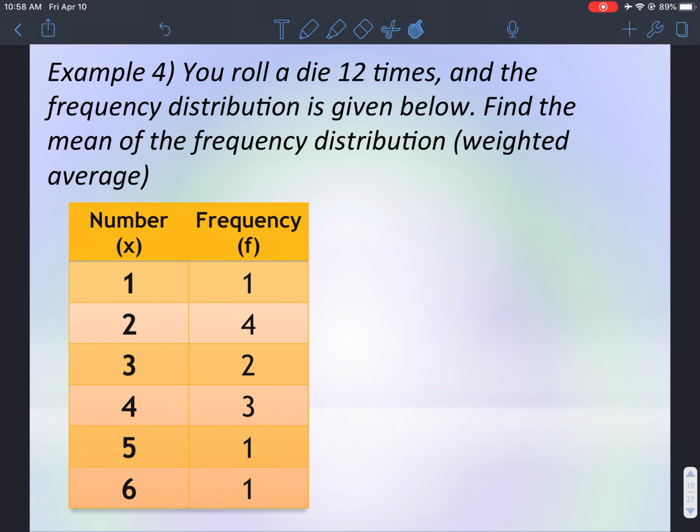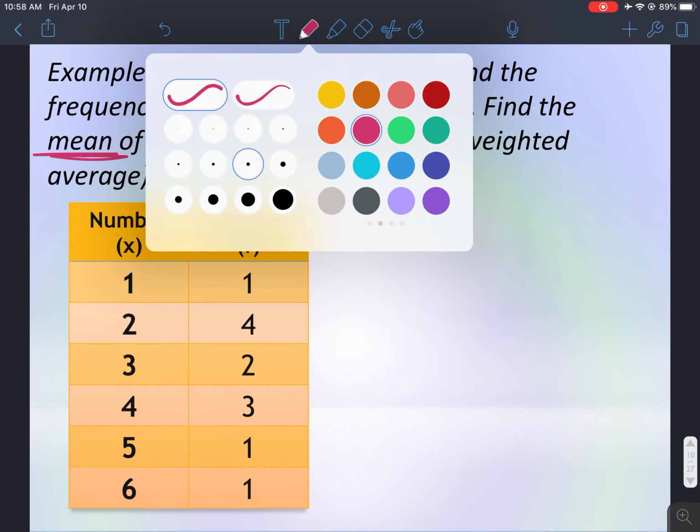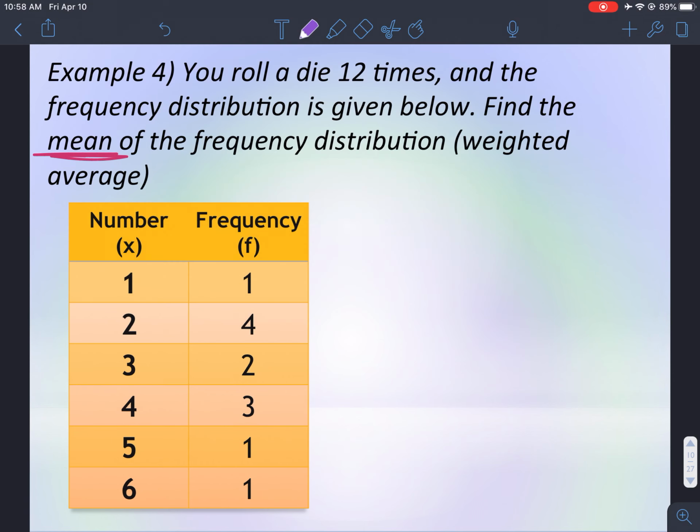Now, let's tackle a question that has a frequency distribution. You roll a die 12 times, and the frequency distribution, remember that's just a table, is given below. Find the mean of the frequency distribution, but we characterize that as pretty much the same thing as a weighted average. Well, we have to find how many times each roll occurred.